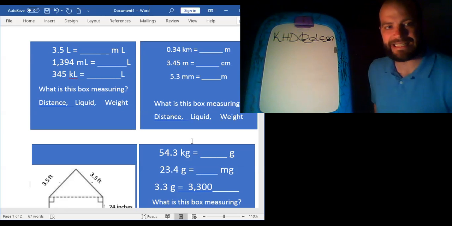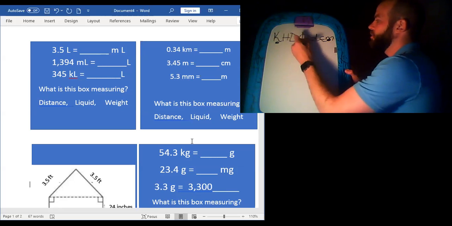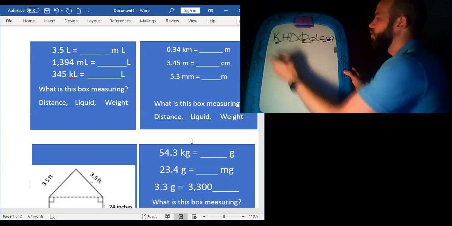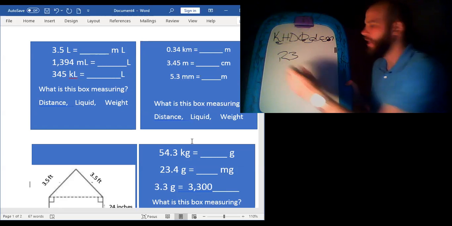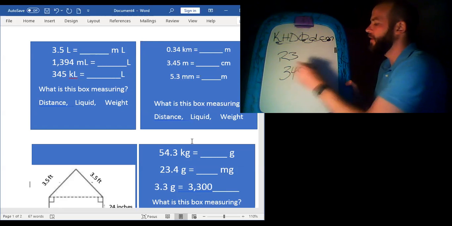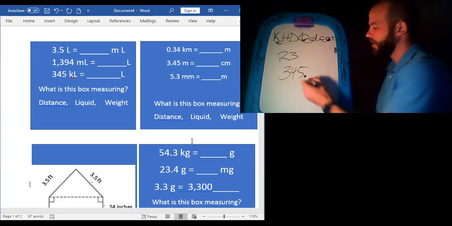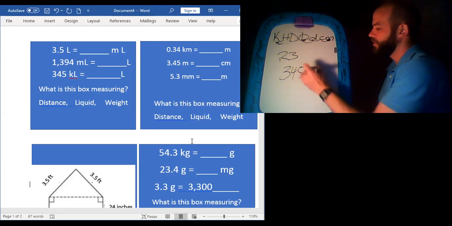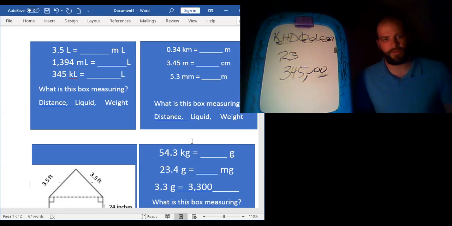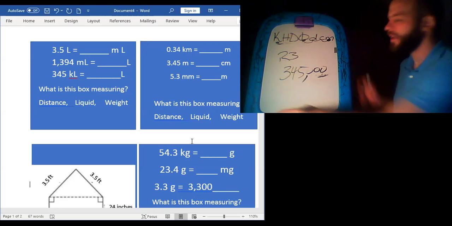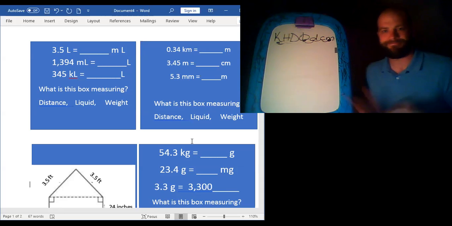Now I'm going from kiloliters to liters. So kiloliters to liters. I'm going right 1, 2, 3. Right 3. So I had 345, and I have the decimal because it's a whole number, so the decimal's there, and I'm moving it right 3, which is just going to force me to add 3 zeros. So it's 345,000.